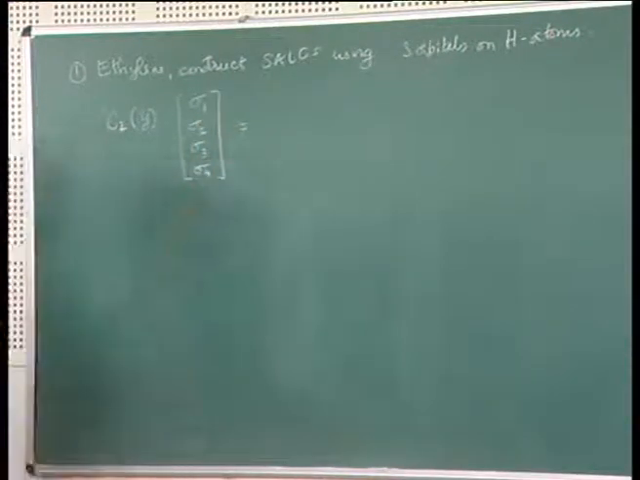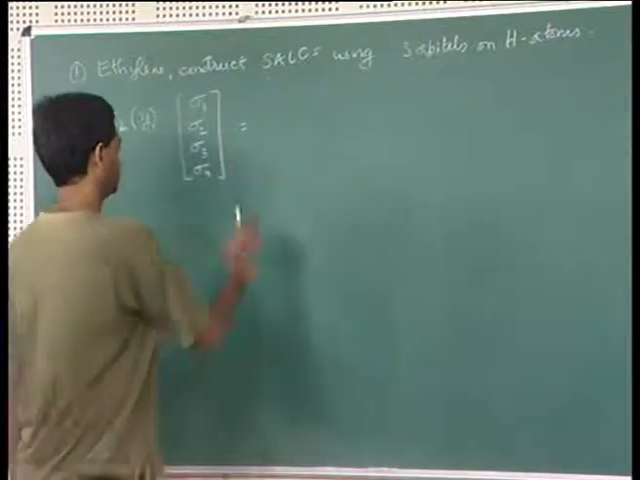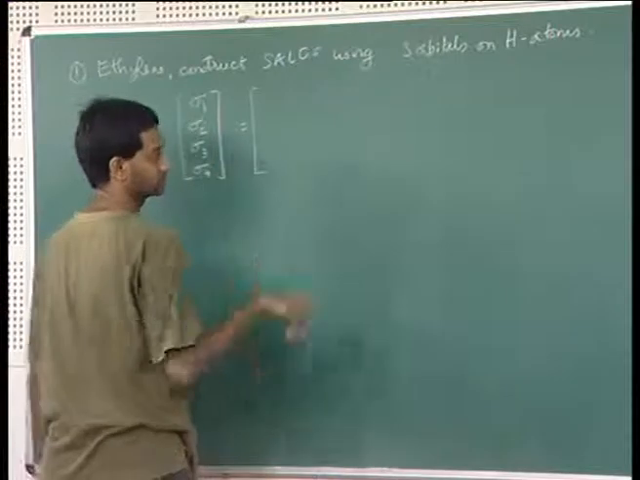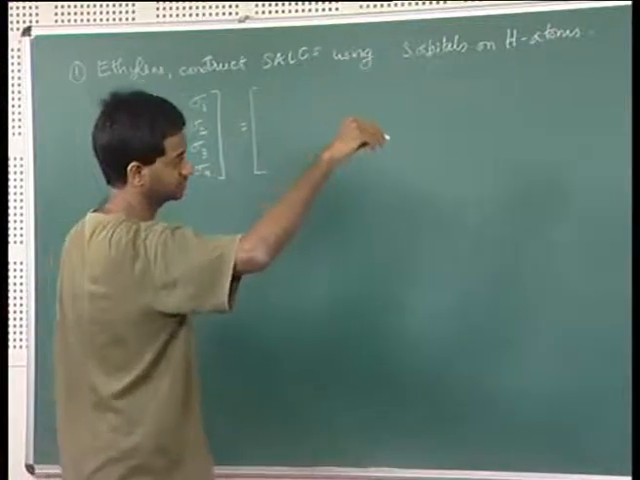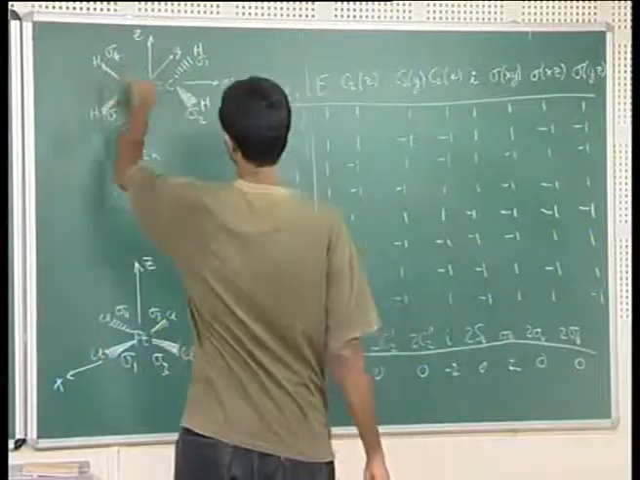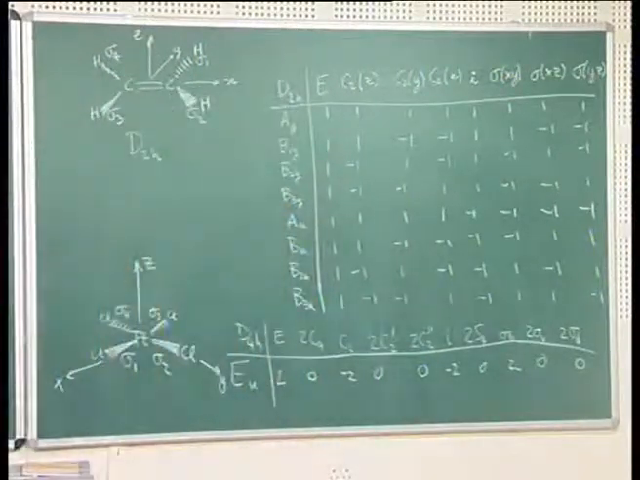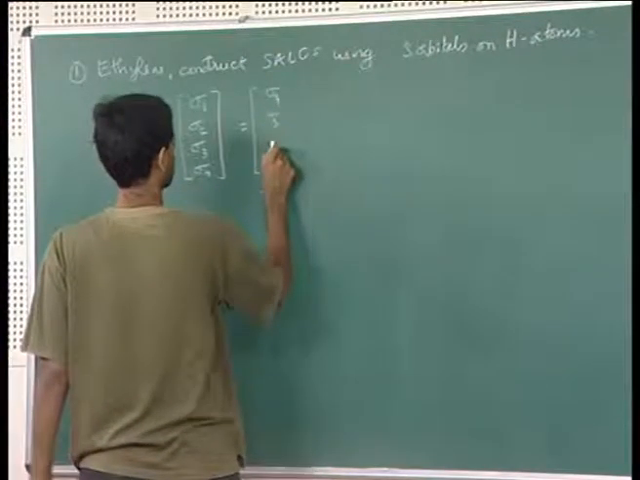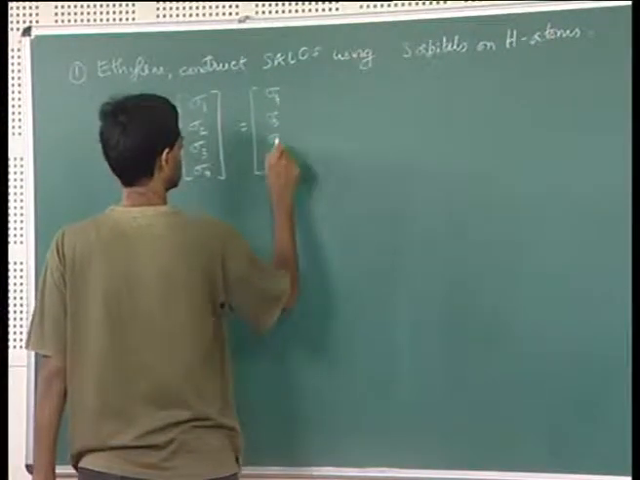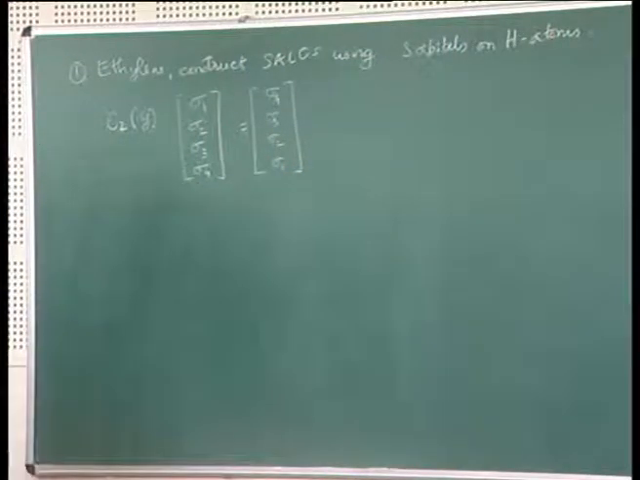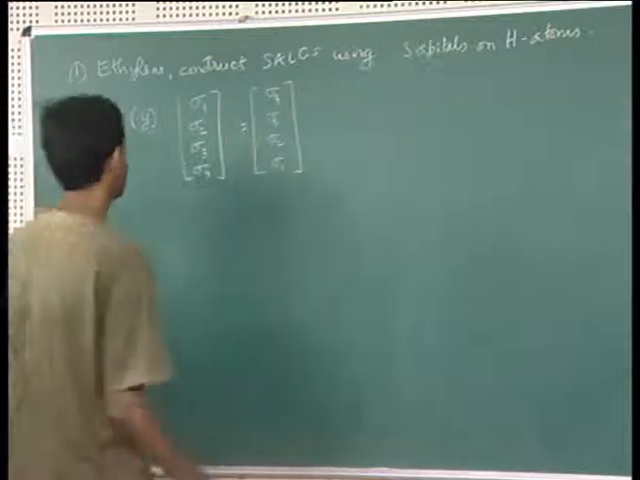Okay, then what you get is the following: sigma 1 goes to, so C2 means sigma 1 will go to sigma 4, sigma 2 will go to sigma 3, sigma 3 will go to sigma 2, sigma 4 will come to sigma 1. Okay, it is not hard to show.